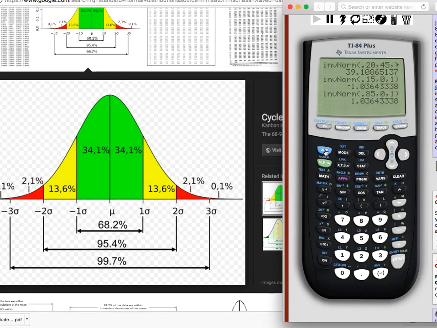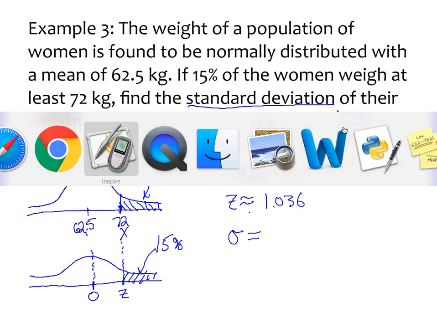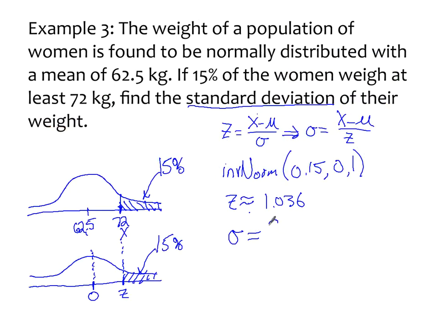Okay, so 72 minus 62.5, x minus mu, divided by the z-score, which we just found, gives 9.166. So this is about 9.166. 9.166 what? Kilograms. There you go.